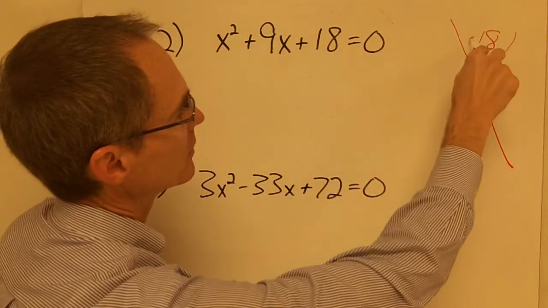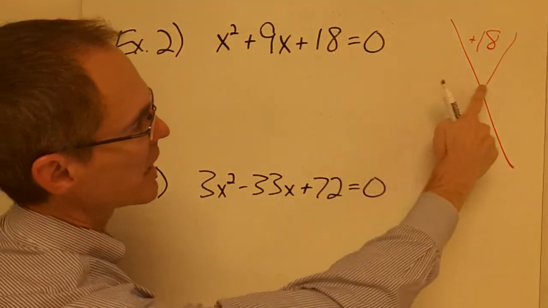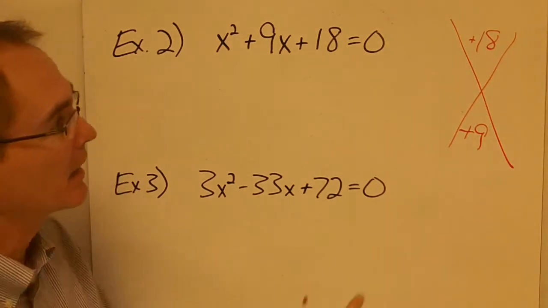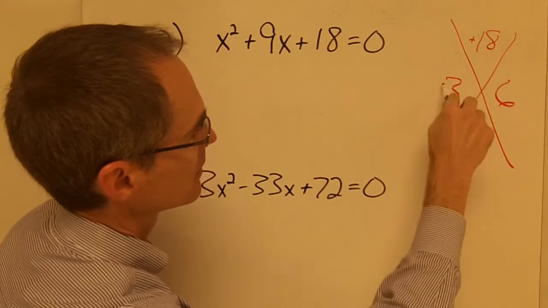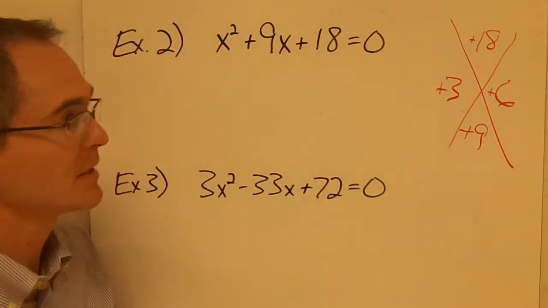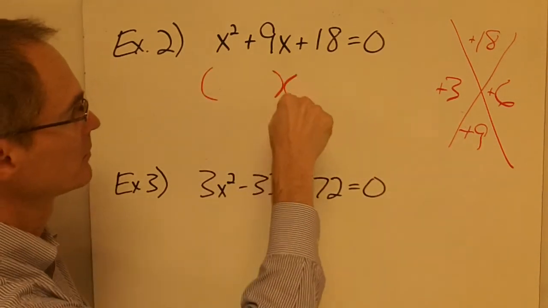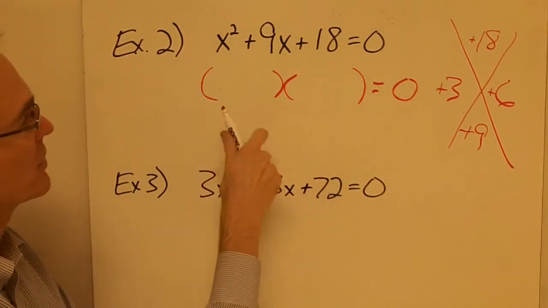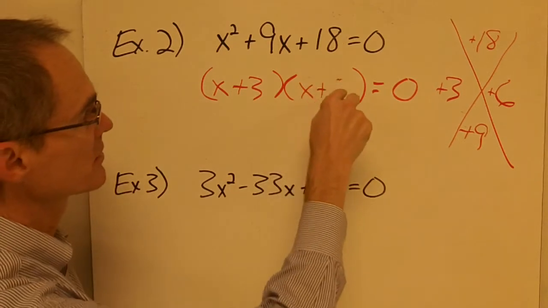Positive 18 goes here, positive 9 goes here, and I need two numbers that will multiply to give me positive 18 and add to give me positive 9. Well, I think 3 times 6, positive 3, positive 6, that gives me positive 18. It adds to give me 9. So there are my two numbers. Now I just need to fill those in to my factors here. So I'm going to have x plus 3 and x plus 6.